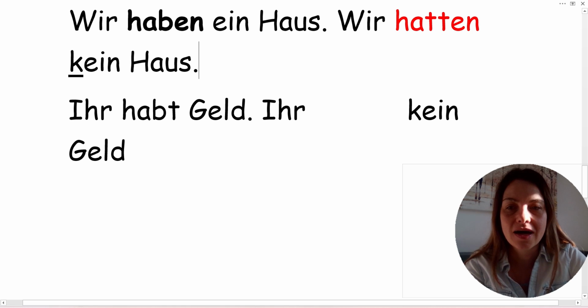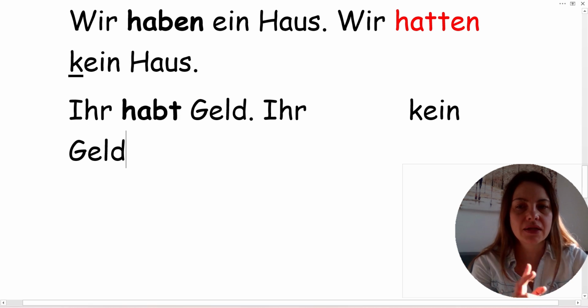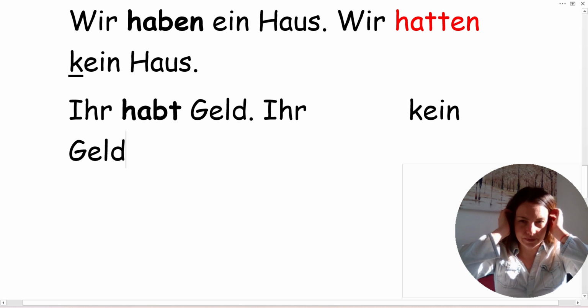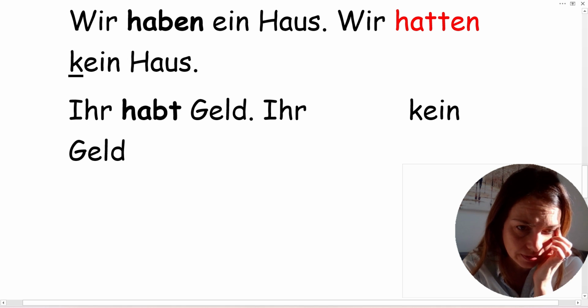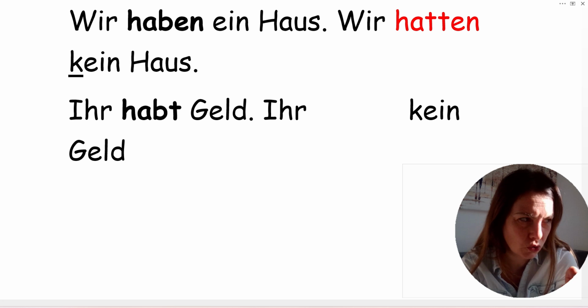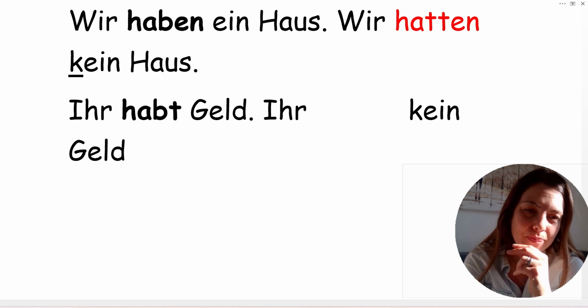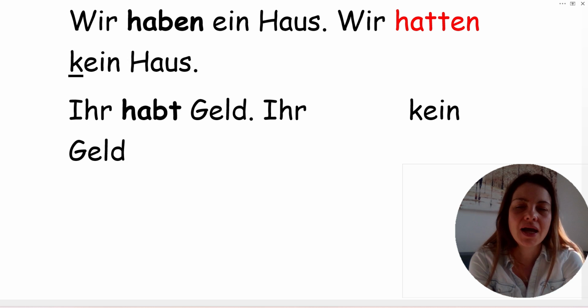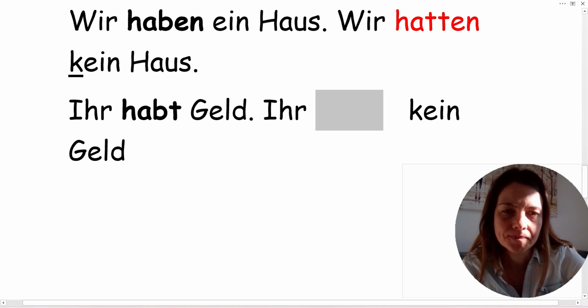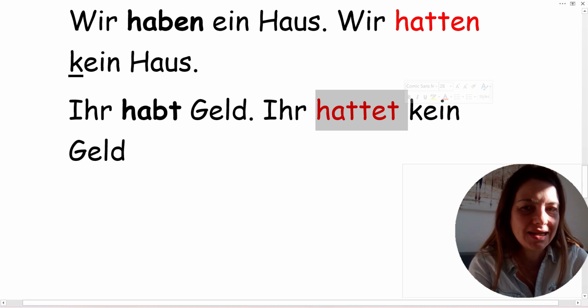Okay. Ihr habt Geld. You have money. This is a second person plural. Ihr. So you, and you. It's not second person singular. You have. It's plural. Ihr habt Geld. Aber before, ihr hattet kein Geld.